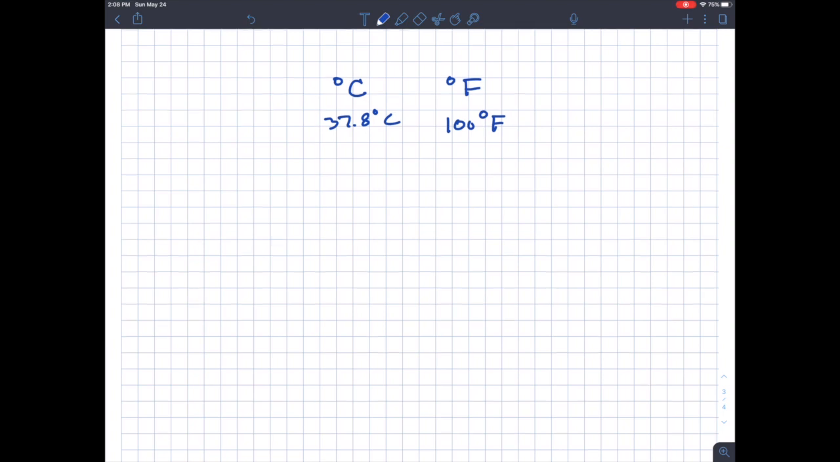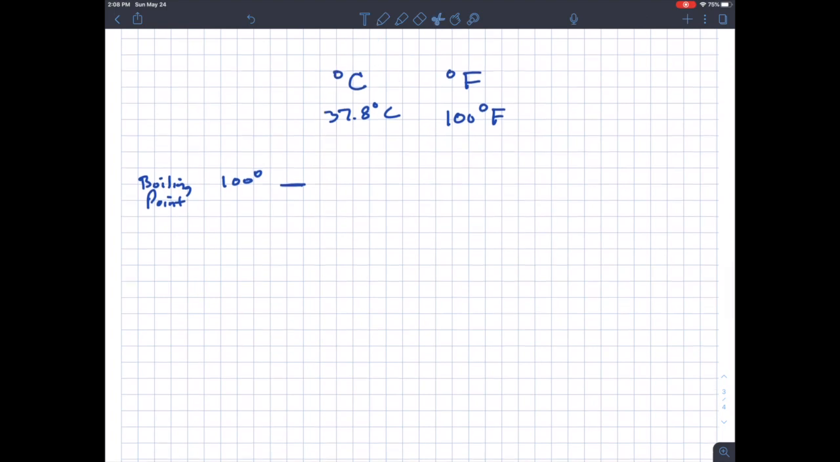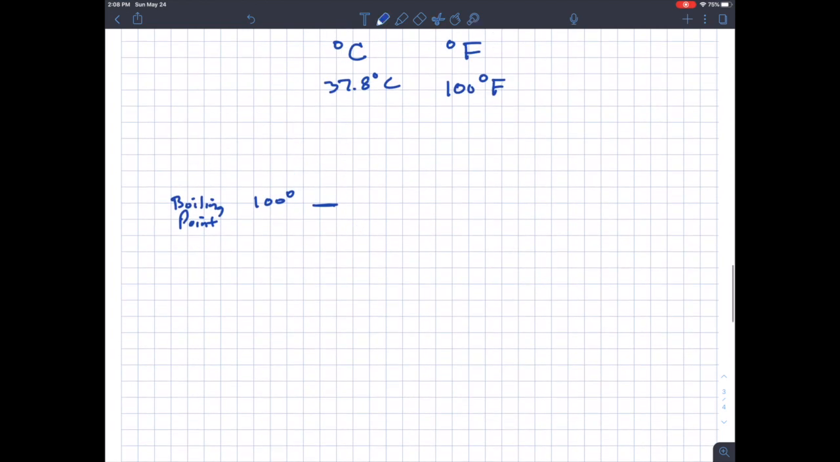The things you need to know are that the scales can be derived by knowing the boiling point and the freezing point of water. So on the Celsius side, I'm going to put a mark here, this is going to be 100 degrees, and that's the boiling point of water. I need to give myself a little more room, so let me move this down. And then the freezing point of water in the Celsius scale is 0 degrees.